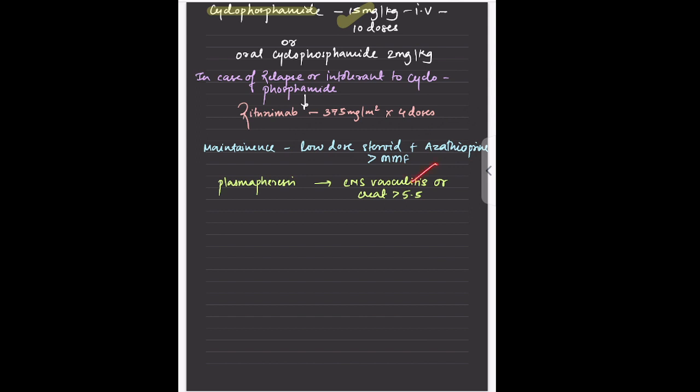Plasmapheresis is done in case of CNS vasculitis, or whenever the creatinine is more than 5.5, or in case of pulmonary hemorrhage, that is seen mostly in Goodpasture's. This plasmapheresis is not done until we conclude that the patient has one of the vasculitides. Mostly dialysis has to be done because the patient lands up in CKD. So we have to act very vigilantly, and very vigilantly we need to watch for the symptoms of the patient.